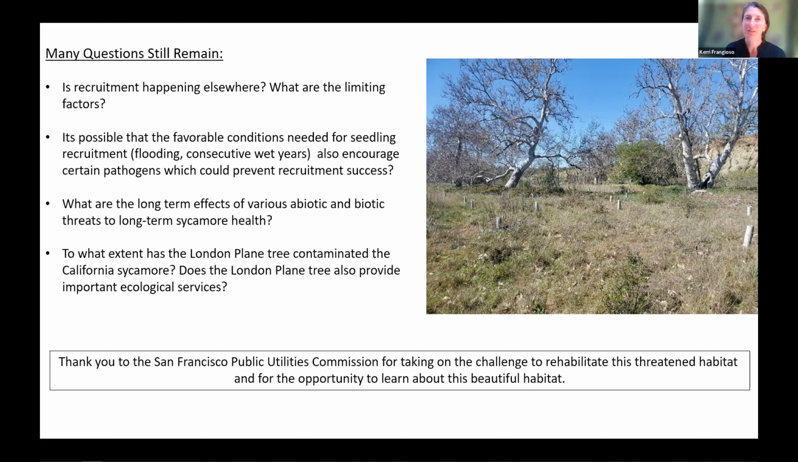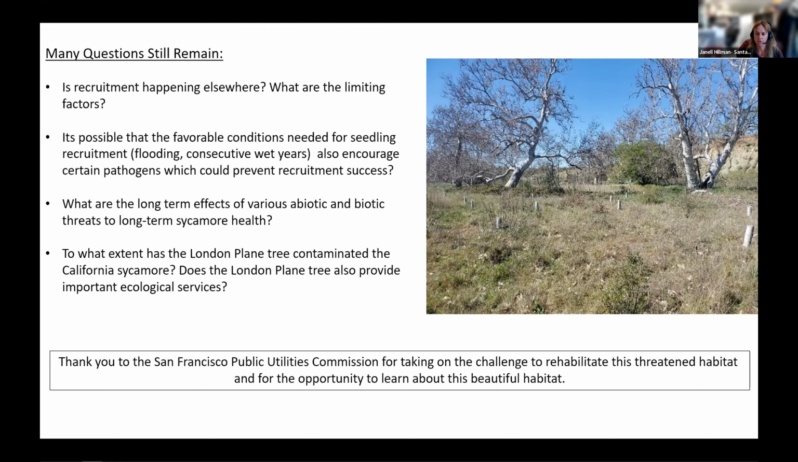Thanks so much, Carrie. Sycamore is such an important riparian tree. It's really, really great to have more research done on the species and sycamore alluvial woodland too, so rare in California. So thank you for that. We have a question from Charles McLean. He's asking, were the sycamore plantings propagated from seed or cuttings?